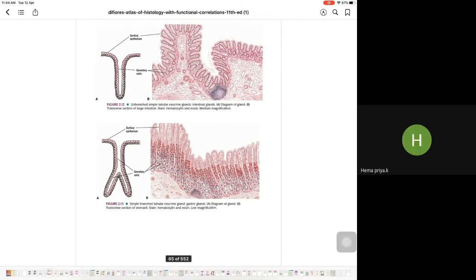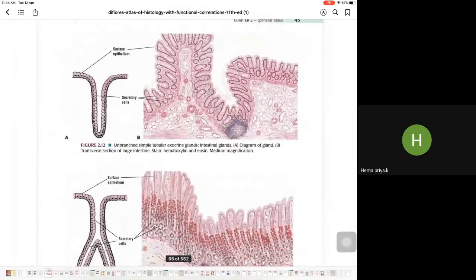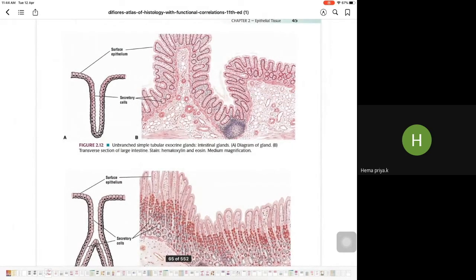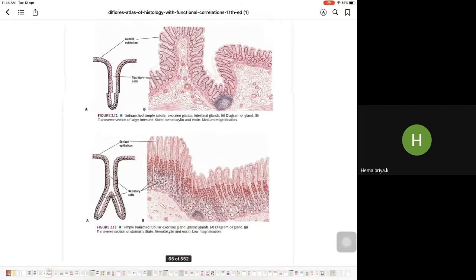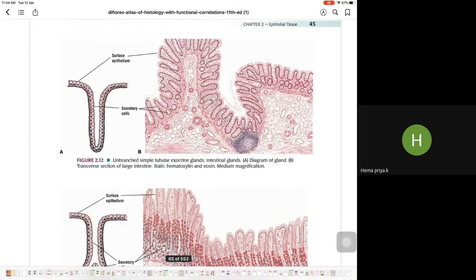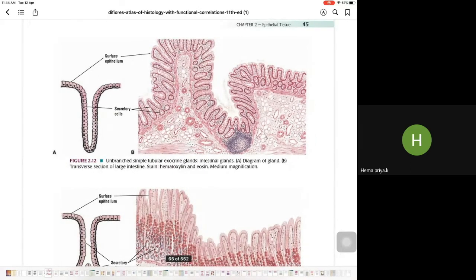Sir, yes, sir. Figure 2.12, sir. Unbranched simple tubular exocrine glands, intestinal glands. A. Diagram of gland. B. Transverse section of large intestine. Stain, hematoxylin and eosin. Medium magnification, sir. Surface epithelium is marked, sir, in both the images. And then the secretory cells are marked in both the images, sir.